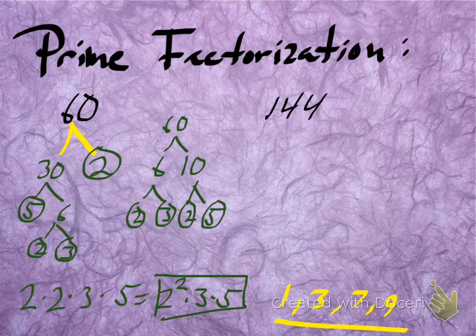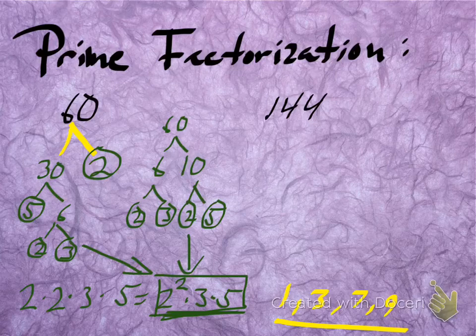Don't we get the same ones? We get 2 2's, a 3, and a 5. So we get the same prime factorization whichever tree I do. Yep. Okay? And so if you don't make any mistakes, that will always be the case. So this down here in the box is actually the prime factorization, not the tree. The tree is how you get there, but the actual answer is the prime factorization.